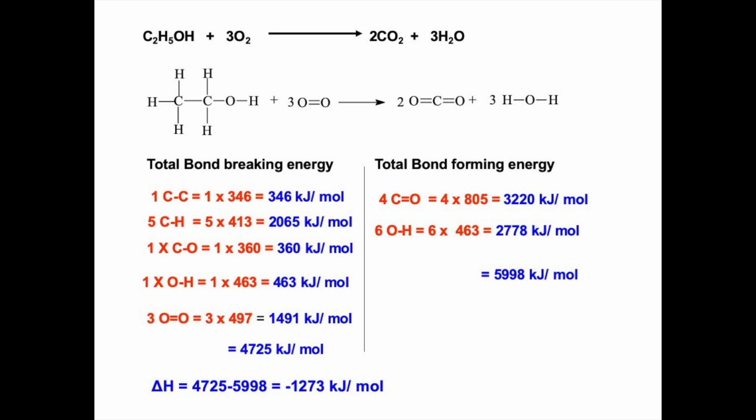5998 kilojoules per mole. Now to work out delta H, we do bond breaking minus bond forming, so it's 4725 minus 5998. This comes to minus 1273 kilojoules per mole. The minus tells us that it's exothermic, and it's exothermic because more energy is released on forming the bonds of the products than was needed to break the bonds of the reactants.